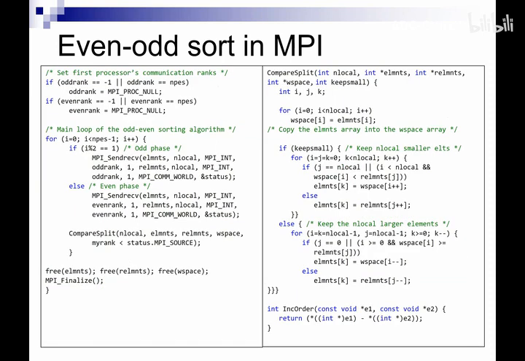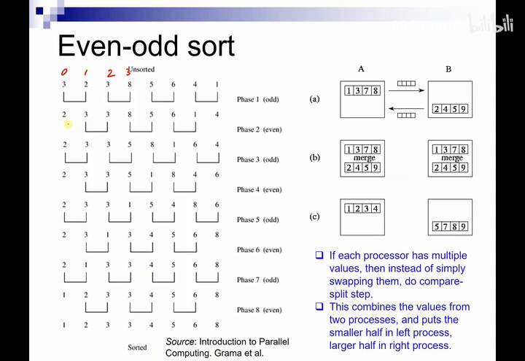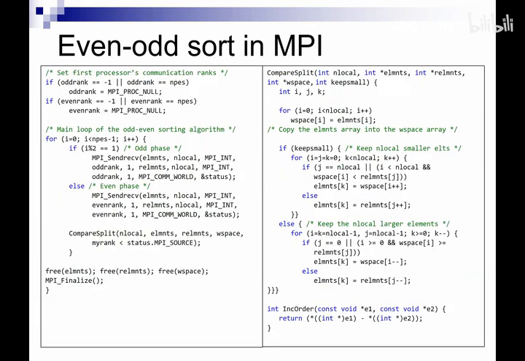And then this is to take care of communication between the first and the final processes. For example, the first process over here, if you're in the even phase, you don't actually communicate with anyone. So it's just a corner case that we need to take care of.